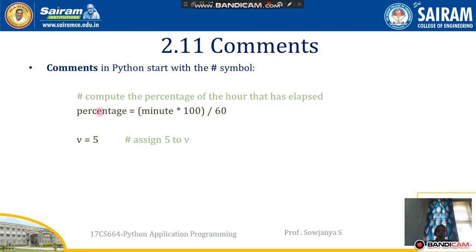Now look at this example. I have percentage is equal to minute times 100. As a programmer, I can understand the meaning of this, but as a reader or some other user, you will not know what it means. To give the exact meaning, we can write a comment: hash, compute the percentage of hour that has been elapsed. In the same way, for example, I have v is equal to 5. What is the meaning of this? Assign 5 to v. If you write comments, it will be easy for other users to understand.